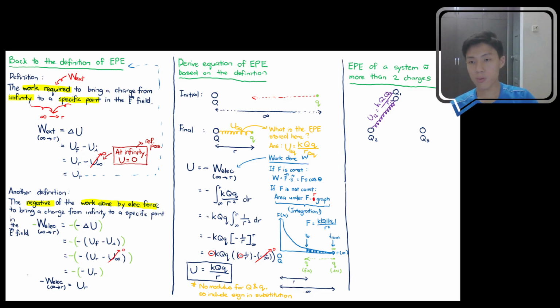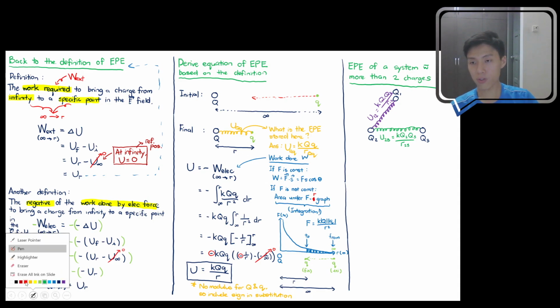Following up on this side, you have another spring. This one is between charge 2 and charge 3, so we can call this U23, in which U23 can be obtained by using K, then charge 2 and charge 3, Q2 Q3, divided by R23.